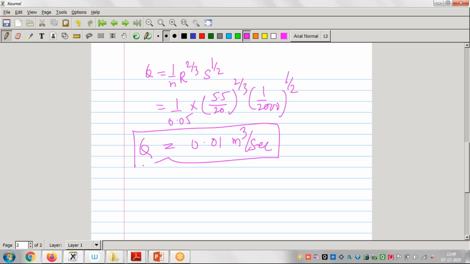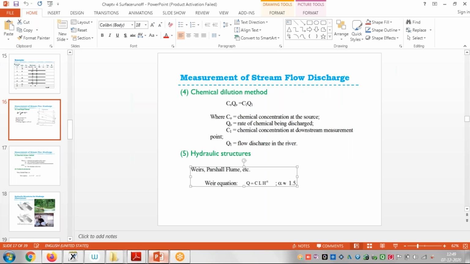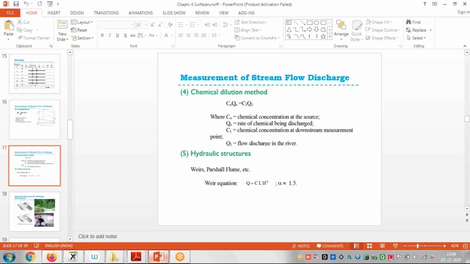The next method is, so should I continue? One method is remaining. Should I continue?